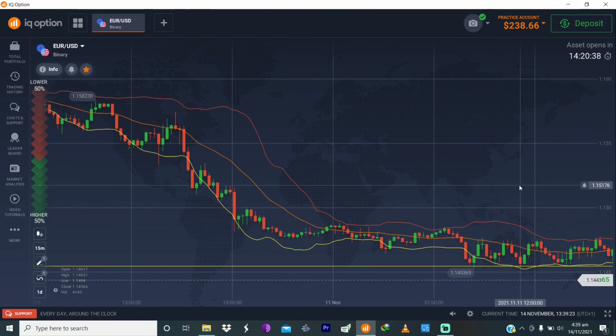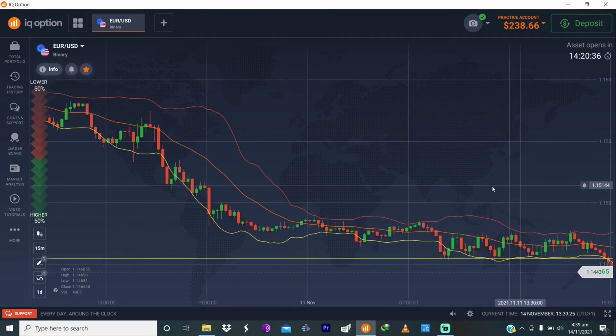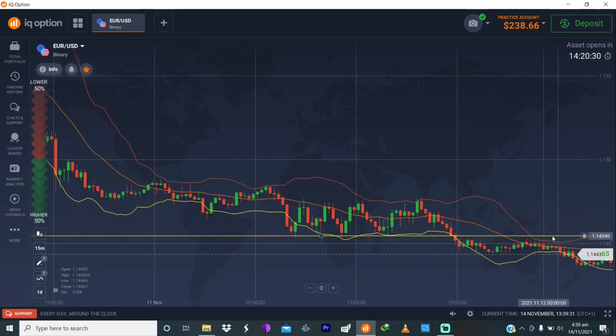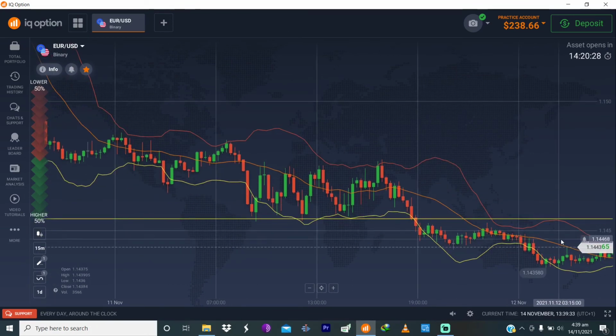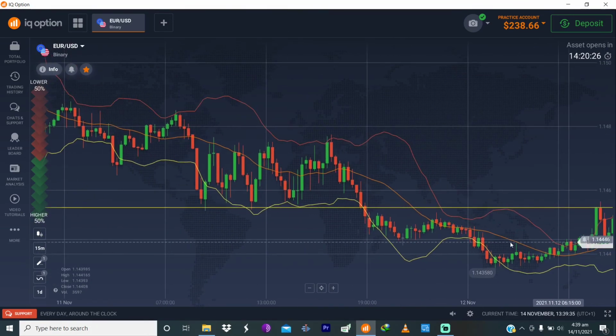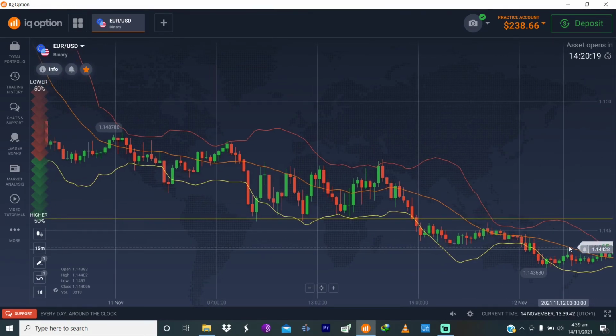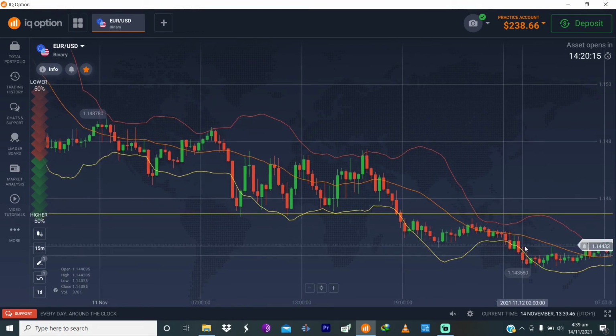So we'll be going to Friday and see what happened on Friday. Okay, you can see this is a very, very good way. This strategy I use most times to follow the market and to know how the market moves. So when you see, let me zoom it a bit.